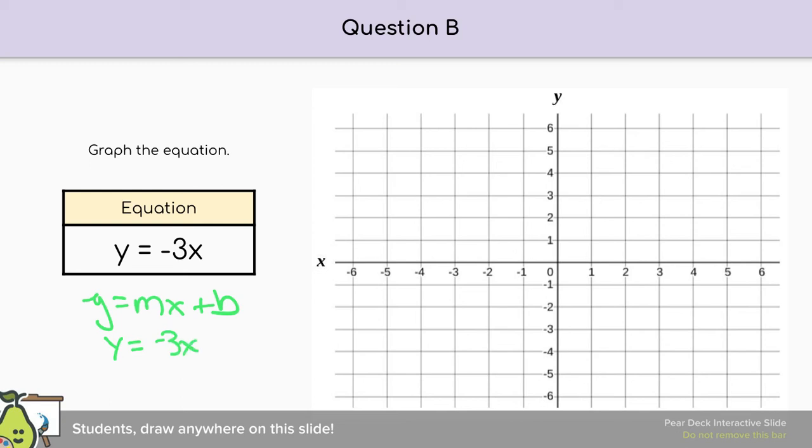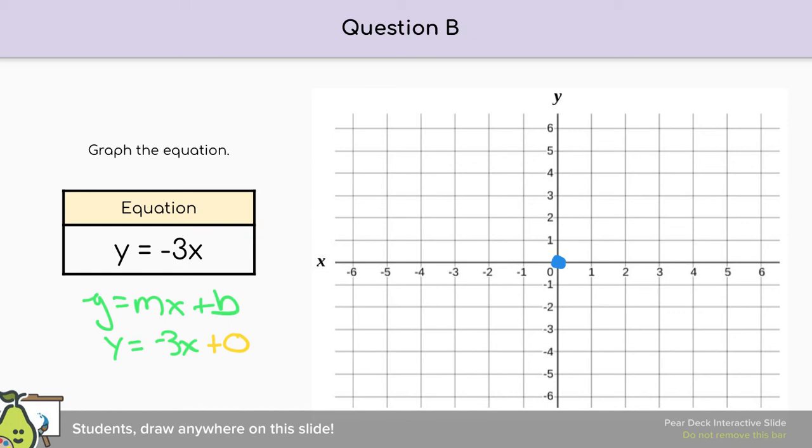So the first thing that we want to graph is our y-intercept. So now in this case, we don't see a y-intercept in our equation, but it is there. And it is really negative 3x plus 0. So the first point that we're going to graph is the origin, point 0, 0. And now we're going to use the slope to help us find the other point.